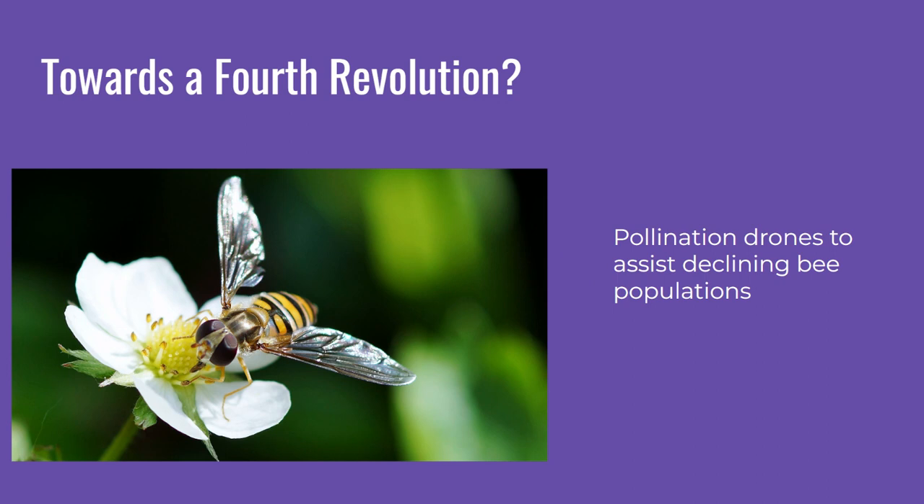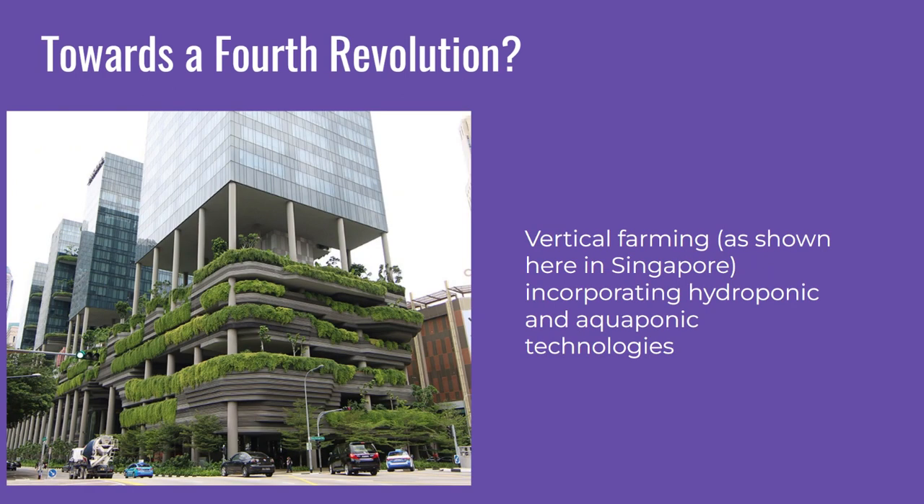Pollination drones aim to assist declining bee populations, and this is one of the characteristics of a possible fourth revolution. Vertical farming, as shown in Singapore, incorporates hydroponic and aquaponic technologies. There's also examples of hydroponics in the Canadian Arctic.